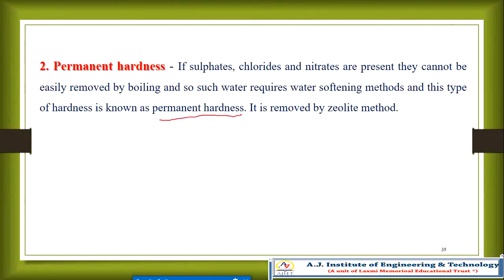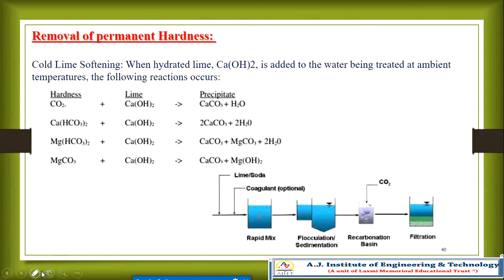Permanent hardness is removed by the zeolite method. The zeolite method is also named the ion exchange process. We can say ion exchange process also for this. Hope that is clear. So now, removal of permanent hardness.